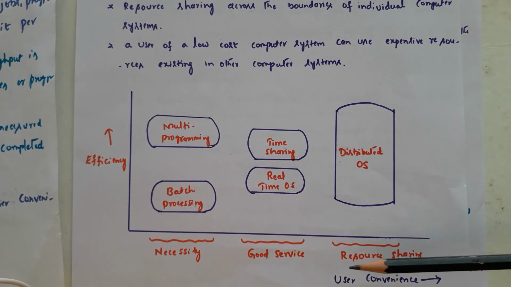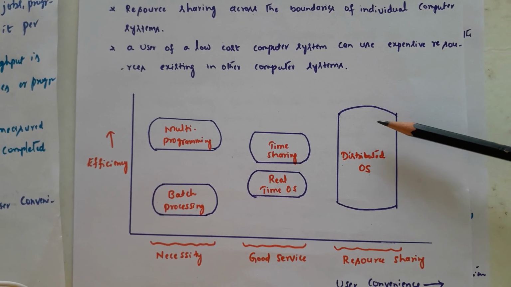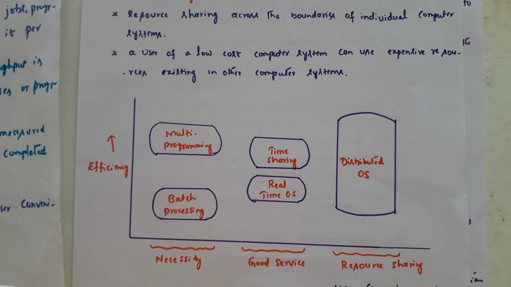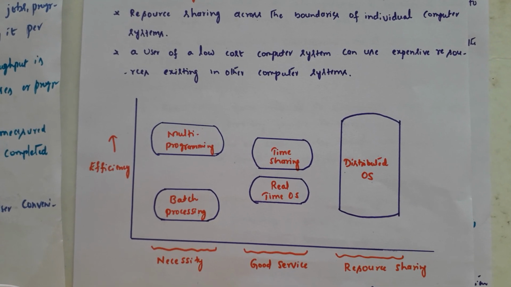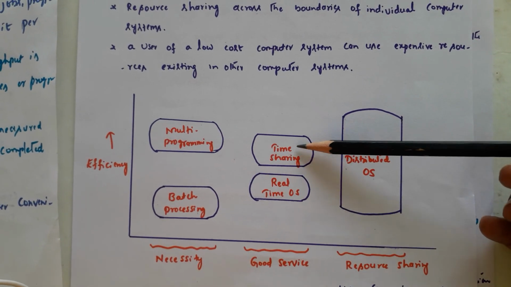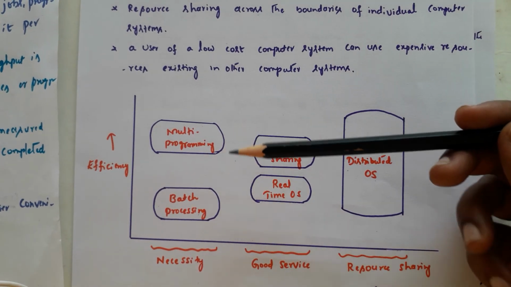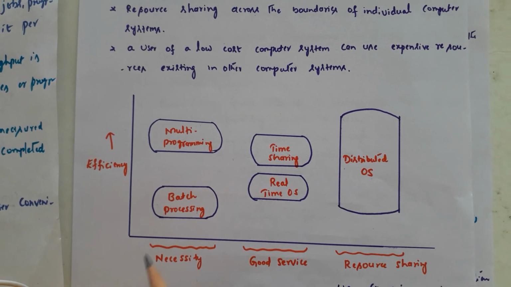And based on resource sharing, we have a distributed operating system where all the resources available on other computer systems can be used. So the distributed system is used for resource sharing. Time sharing and real-time operating systems are used for good servicing, and multi-programming and batch processing are based on necessity.